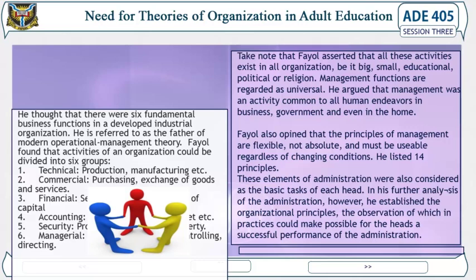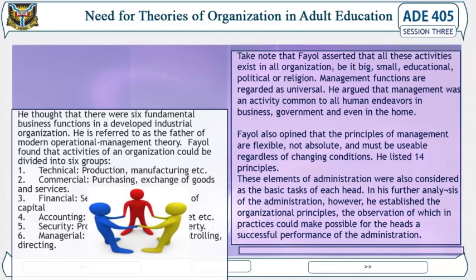1. Technical, production, manufacturing, etc. 2. Commercial, purchasing, exchange of goods and services. 3. Financial, search for an optimal use of capital. 4. Accounting, stock-taking, balance sheet, etc. 5. Security, protection of lives and property. 6. Managerial, planning, organizing, controlling, directing.